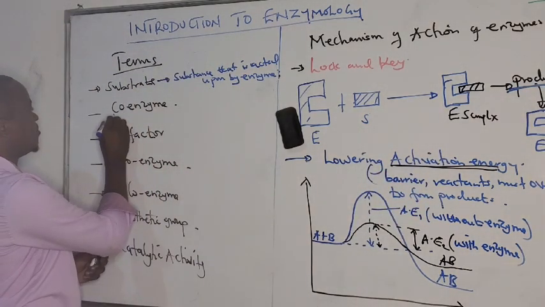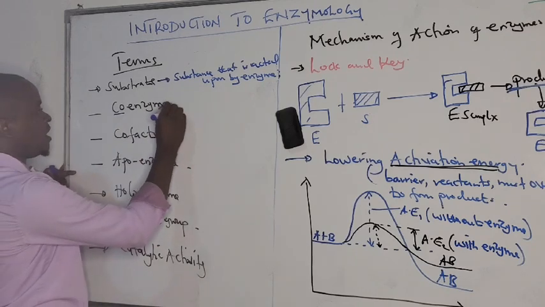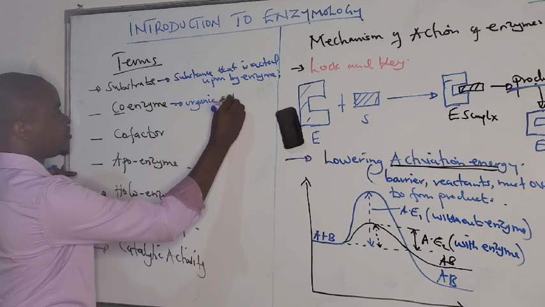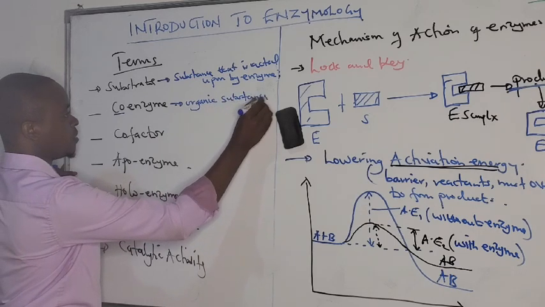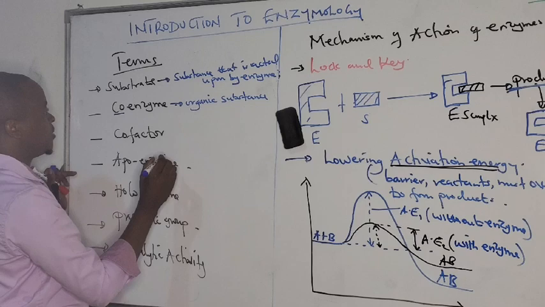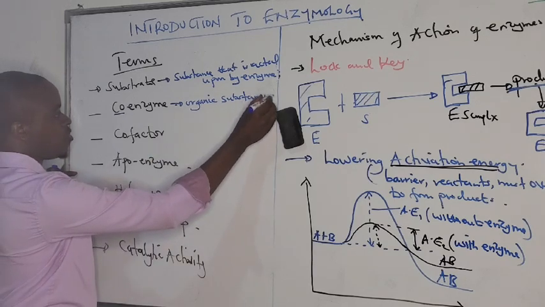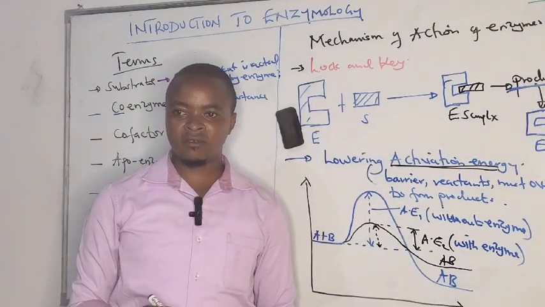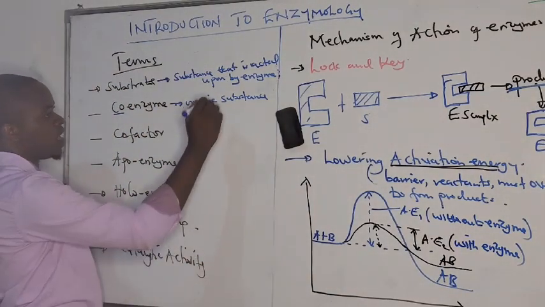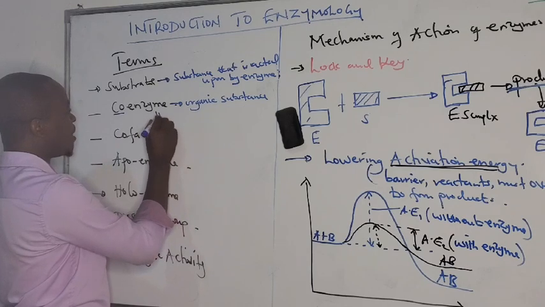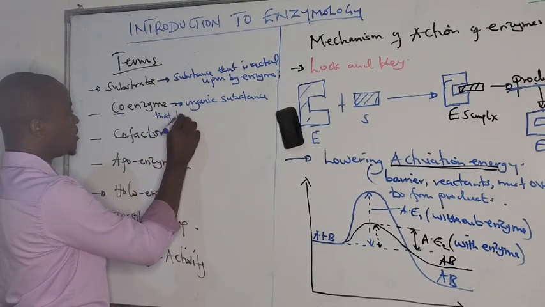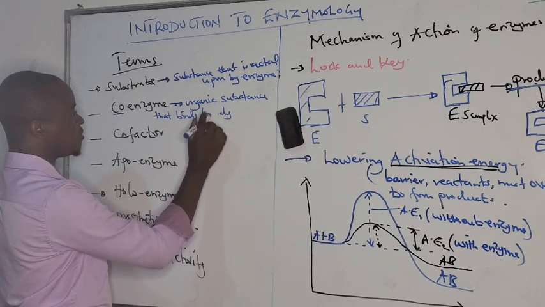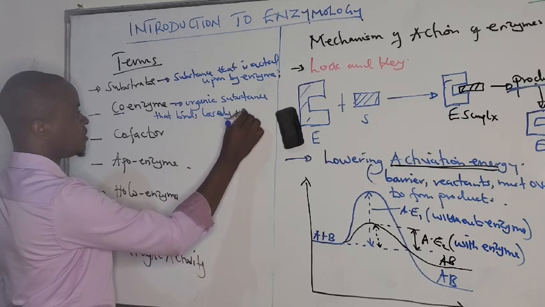Then the coenzyme, this coenzyme is an organic substance. And this organic substance is the one that combines with the enzyme to give it its complete catalytic activity. So this coenzyme is an organic substance that binds temporarily, or that binds loosely with the enzyme.